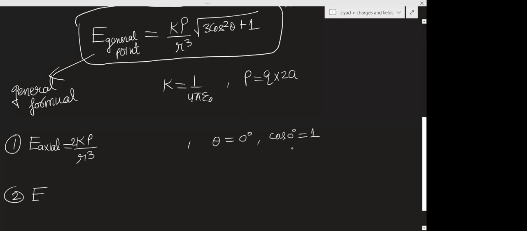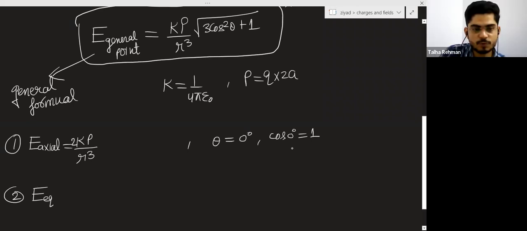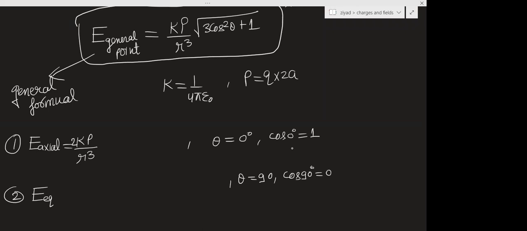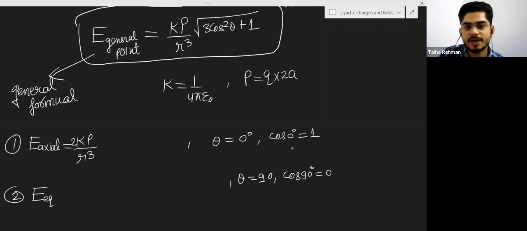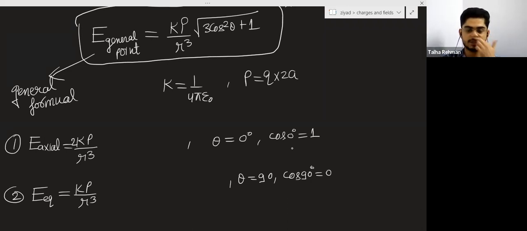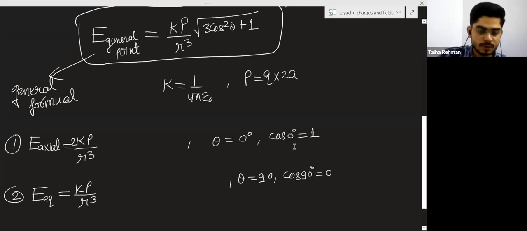If we want to calculate at the equatorial point, then we will take theta equal to 90 degree, and cos 90 is equal to 0. So we will put 0 here. 3 into 0 is also 0, and under root of 1 is 1. Then you will get Kp divided by R. So we have derived this, and we can derive this from the general formula.